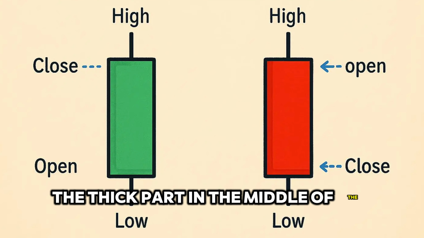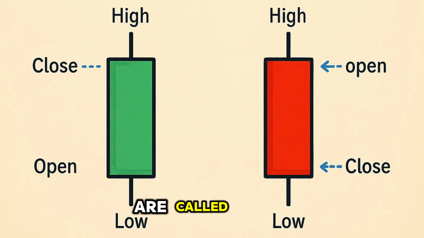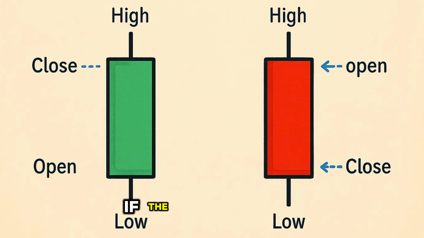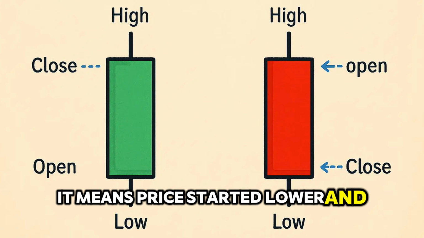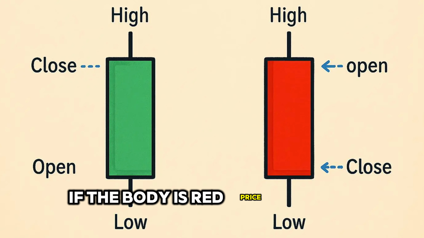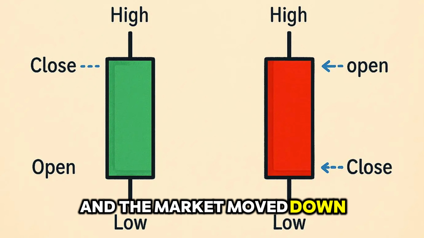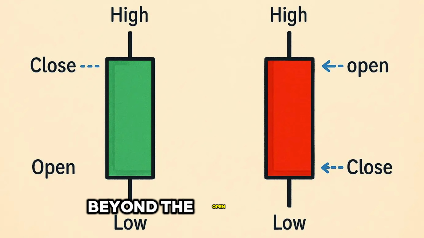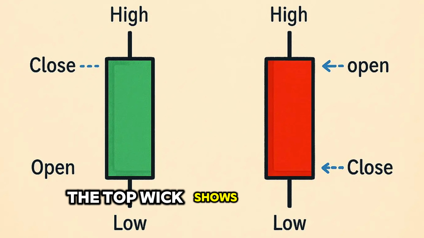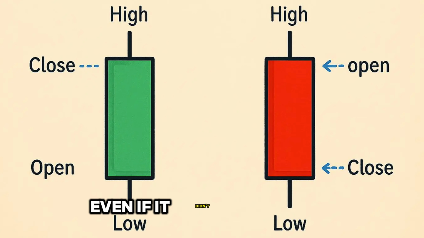The thick part in the middle of the candle is called the body, and the thin lines sticking out above and below it are called wicks. The body tells you where the price started and where it ended during that time frame. If the body is green, it means price started lower and ended higher, so buyers were stronger and the market moved up. If the body is red, price started higher and ended lower, meaning sellers were in control and the market moved down. The wicks show how far price moved beyond the open and close, like little spikes that tell us how extreme things got. The top wick shows the highest point price reached, and the bottom wick shows the lowest point it dropped to, even if it didn't stay there.